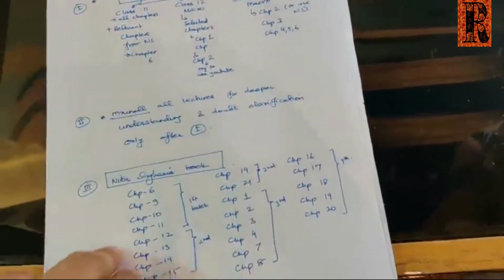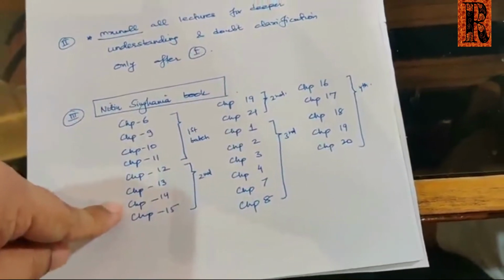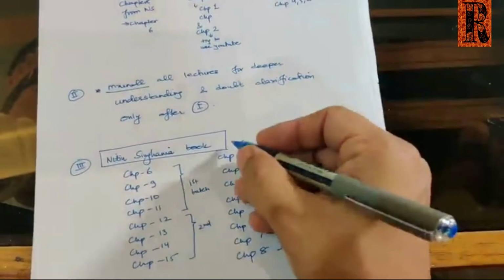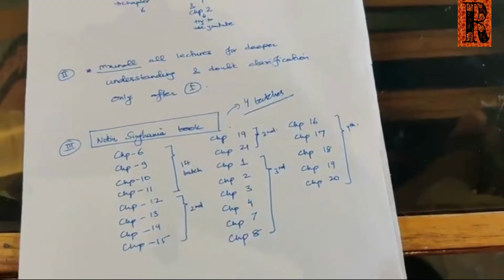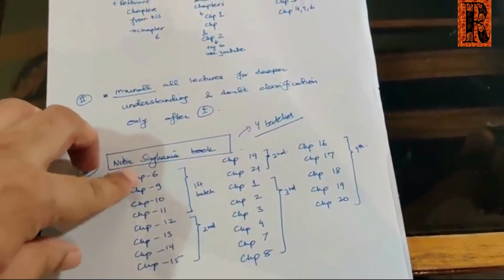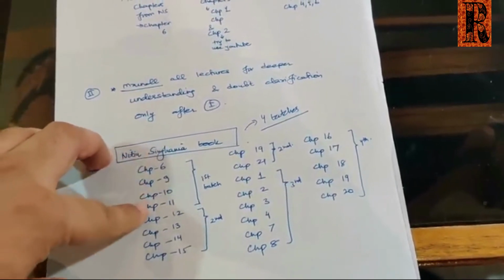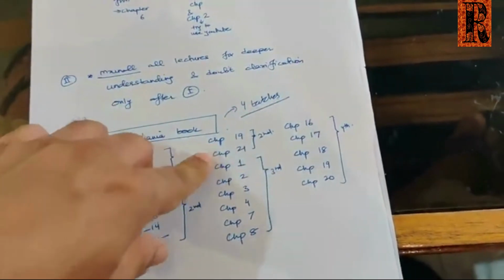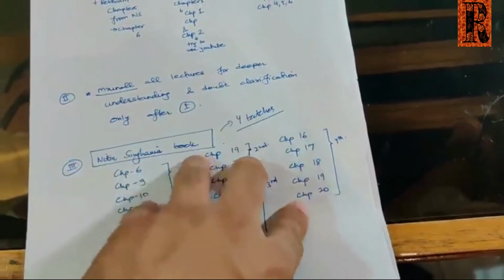And also side by side, you should read the Nitin Singhania book. This is the sequence in which you should read it. This is the first batch, second batch, third batch and fourth batch. So I have divided the Nitin Singhania book into 4 batches or 4 units. Chapters 6 to 11 are the first batch: 6, 9, 10, 11. Second batch is chapters 12, 13, 14, 15, 19 and 21. The third batch is 1, 2, 3, 4, 7, 8. And the fourth batch is 16, 17 to 20. So these are the 4 batches in which you should divide this Nitin Singhania book.